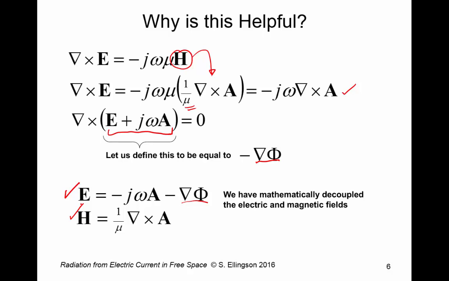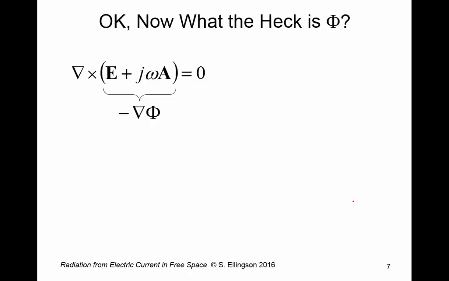Now, what we've accomplished by doing this is we have mathematically decoupled the electric and magnetic fields. In other words, now we have a relationship between E and H and an independent quantity, A. So the idea is now if we can find what A is, it becomes straightforward to get E and H. Whereas before, we had coupled simultaneous equations.